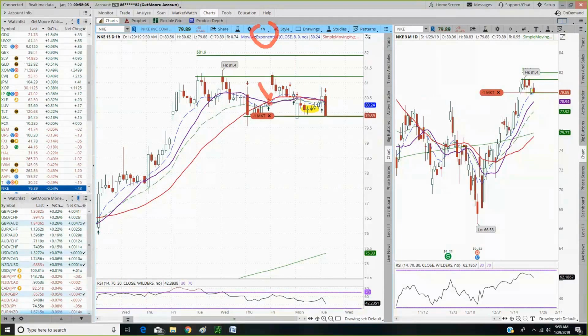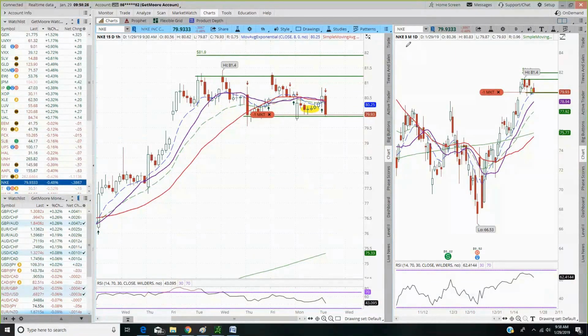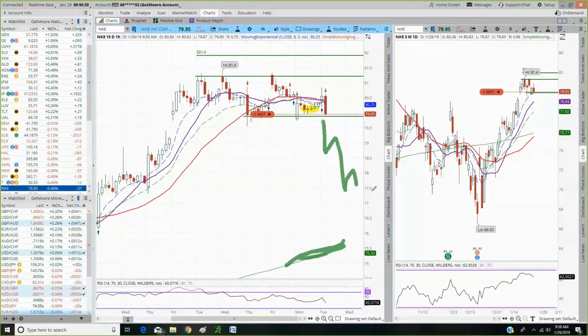Now, I went sideways, but once it crossed, I was a little late. This could have been the area to sell. In this case, since it crossed to the downside, I'm expecting this to go down. I'm expecting this to fall around here. I'm expecting this to go down, down, down, eventually. I don't know how fast.